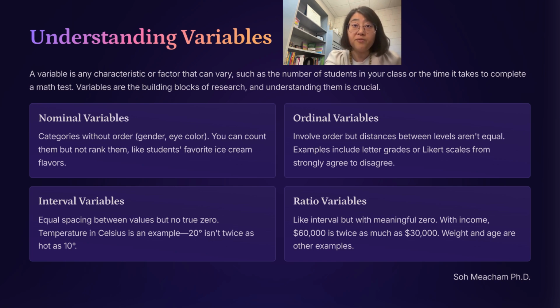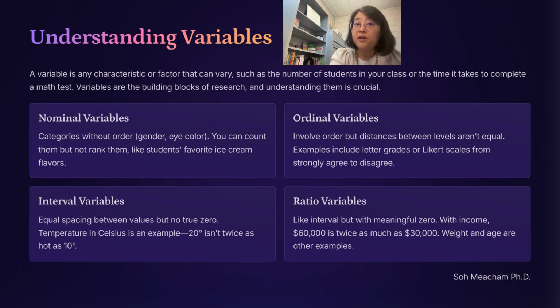Ordinal variables involve order, but the distances between levels are not necessarily equal. For example, letter grades such as A, B, and C, or a Likert scale strongly agree to strongly disagree. If you're ranking students based on their performance in a spelling bee, first place, second place, third place, you know the order, but the difference between first and second place might not be the same as between second and third.